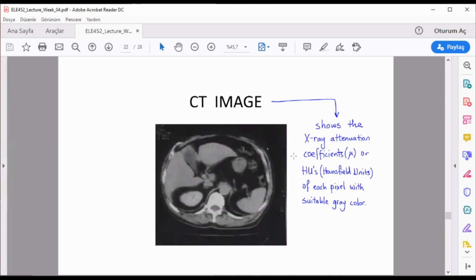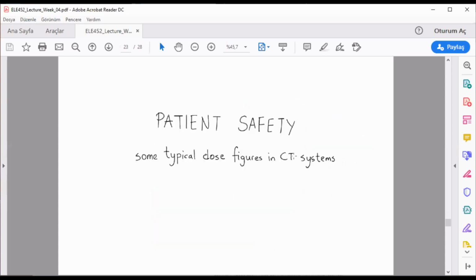So, in summary, a CT image, a computerized tomography image, is a grayscale image that shows the X-ray attenuation coefficients, or mu's, but really Hounsfield units. In the computer disk or storage media, the so-called raw data contains only HU numbers, Hounsfield numbers. Those numbers are shown in grayscale.